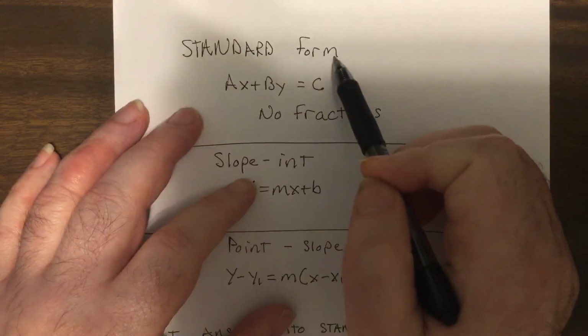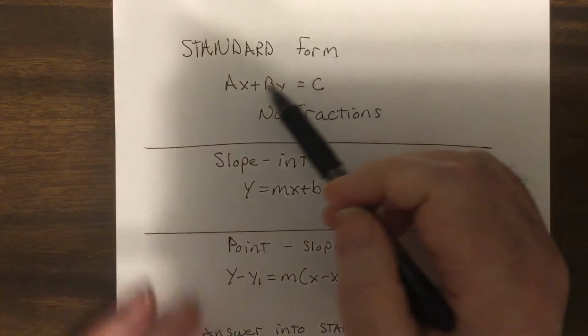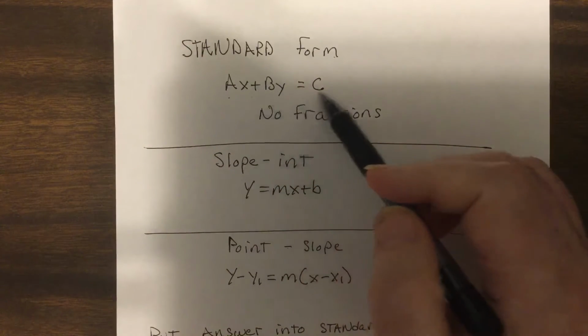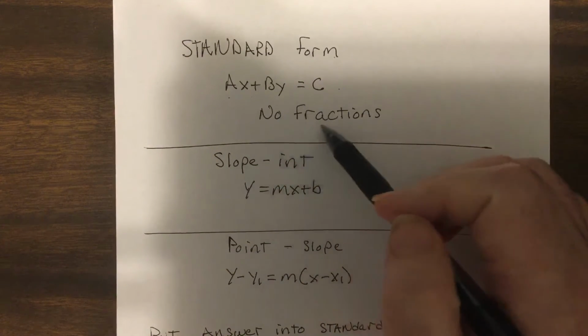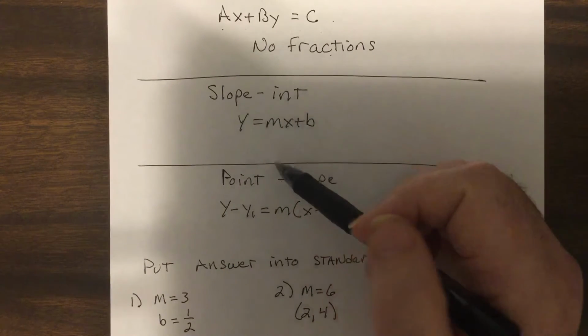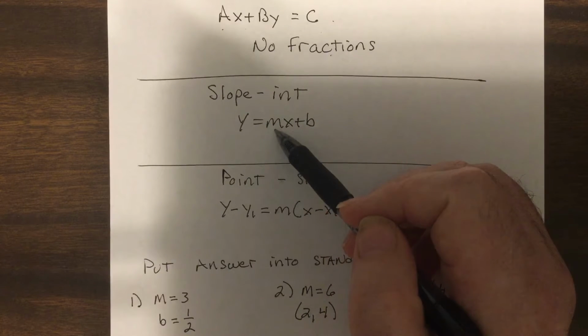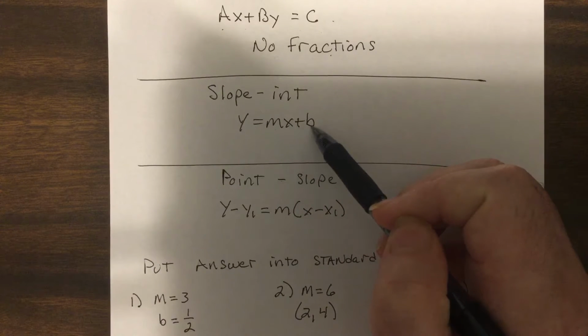Standard form, that's how the answer might have to look: Ax plus By equals C. And you cannot have fractions. We have slope-intercept form, which is where you solve it for y: y equals the slope times x plus the y-intercept.